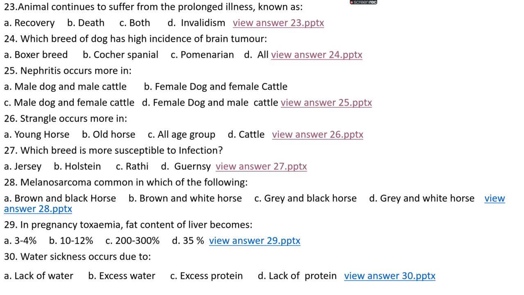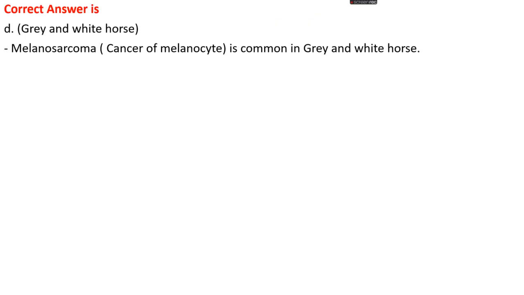Okay. Question number 28. Melanosarcoma is common in which of the following? Option A, brown and black horse. Option B, brown and white horse. Option C, gray and black horse. Option D, gray and white horse. The right answer is option D, that is gray and white horse. Melanosarcoma, that is cancer of melanocytes, is common in gray and white horse.